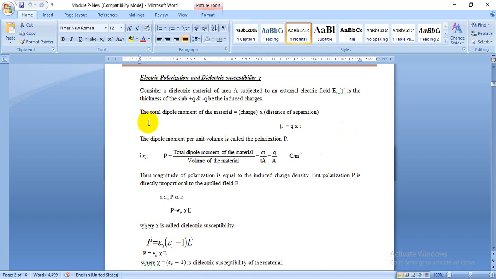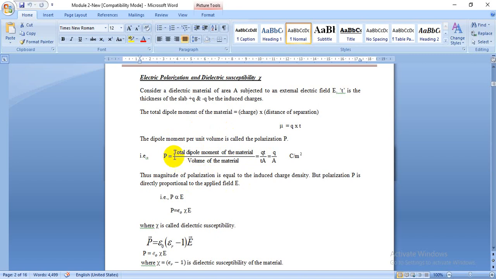You can see what they have given on the screen. The total dipole moment of the material is the charge times the distance of separation. Here the distance of separation is denoted by the letter t. So mu is equal to q into t. One more relation I want to bring into the picture is polarization.